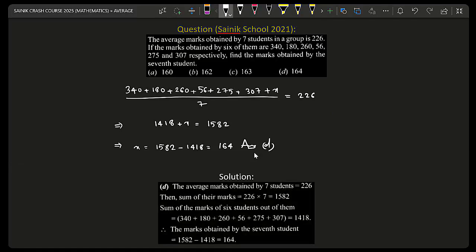So we used the formula of average, sum of observations by number of observations, and the observation which is missing, we called it x. Then we used the transposition method, and to get the answer, x is 164.